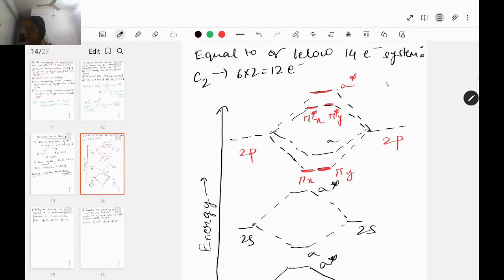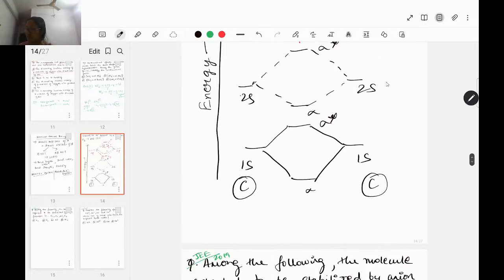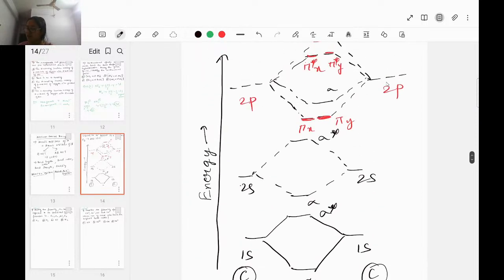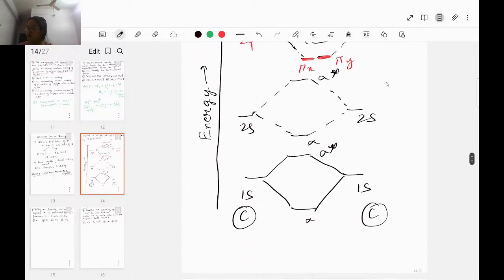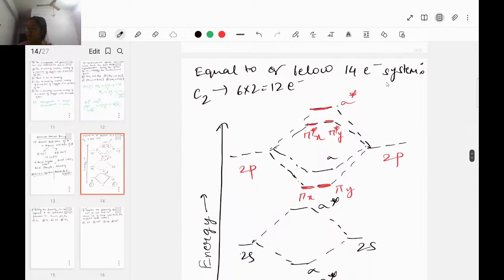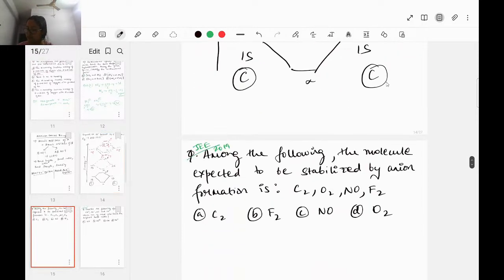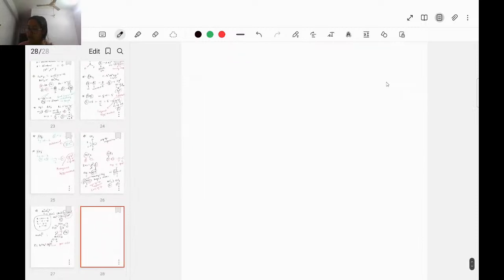Okay. So now what happens over here? So this is the 14 electron system, now equal to or below the 14 electron system. And if it is above the 14 electron system, how does it look? For the example of the O2 molecule, O2 is 8 into 2, which is a 16 electron system.